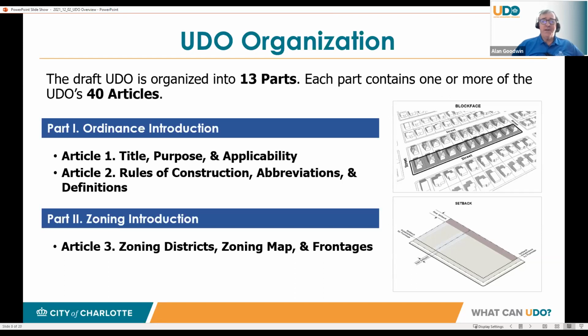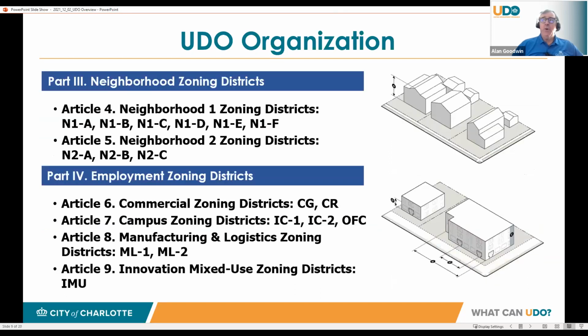But part 1 is our introductory articles, and that's Article 1 and 2, which gives the title, purpose, and applicability, the rules of construction, abbreviations, and definitions. Our part 2 is Introduction to Zoning. This has the zoning districts that will be in the UDO, and talks about the zoning map, and it gets into a little bit of what frontages are and how they're used. Part 3 is our neighborhood zoning districts. We've got several new residential districts, neighborhood districts to be used in our neighborhood 1 and neighborhood 2 place types. So they're in part 3 of the UDO.